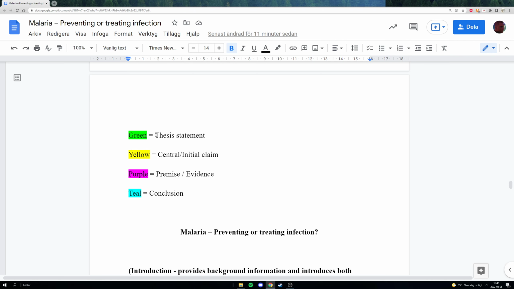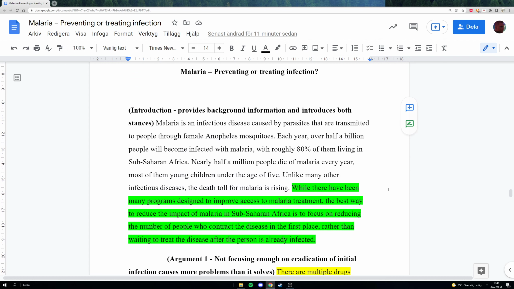Green will highlight the thesis statement, of which there will only be one, naturally. Yellow will show central and initial claims. Purple shows premises and evidence. And teal highlights conclusions. So the very first paragraph here, which you more than likely know by now, I sincerely hope, is the introduction, which simply provides background information and introduces both stances. And at the end here, highlighted in green, we have the thesis statement.